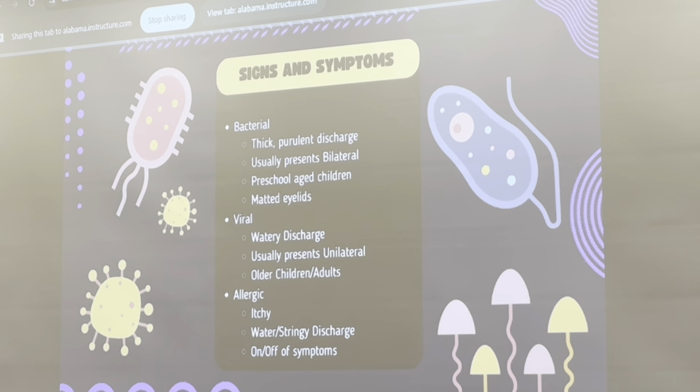And then if we come back in contact with it again, it's just a repetitive cycle of symptoms being present and then symptoms going away. Does that make sense for everybody? Okay. So that's our three distinct types of conjunctivitis.